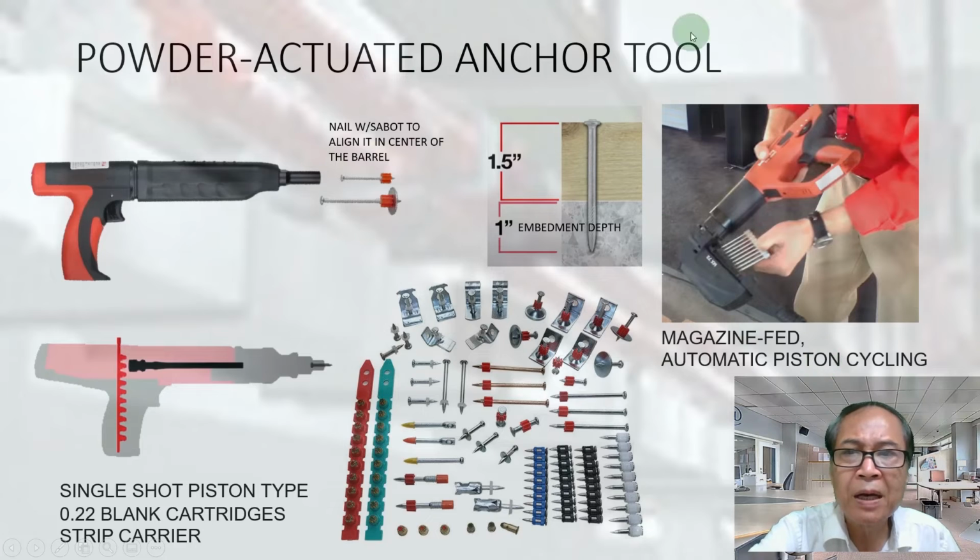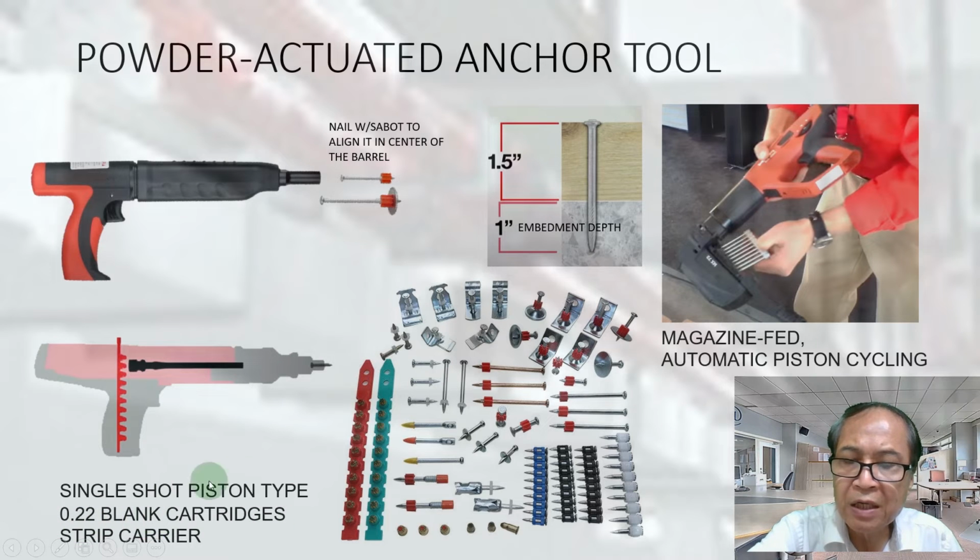Okay, for the powder actuated anchor tool. It was invented during the Second World War. It was used to fix the steel plate for the battleship, for fast repair of the battleship. This is the single shot, you see. Single shot piston type. This is the piston.